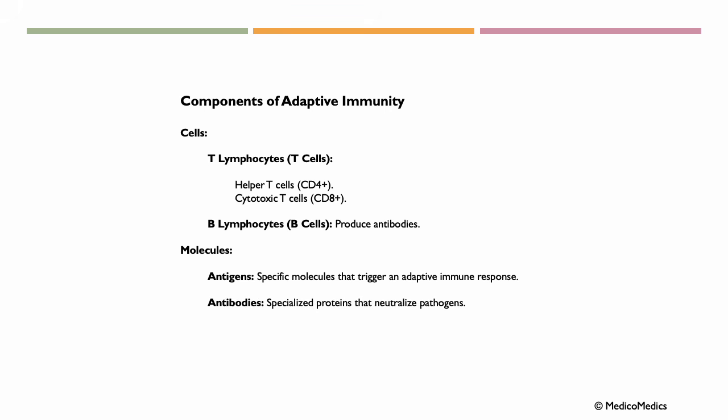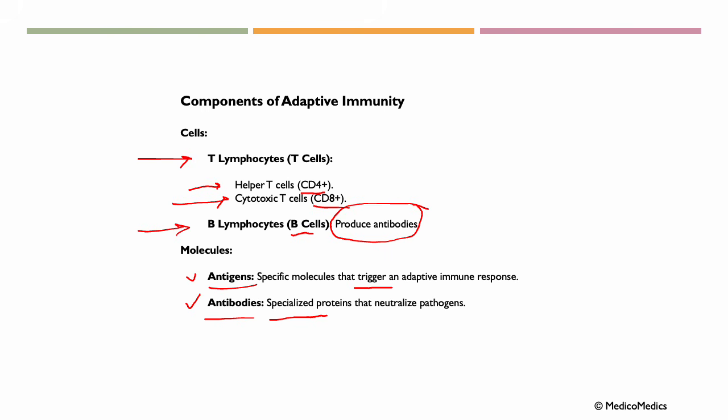Main components of the adaptive immune system is T lymphocytes. So we differentiate between helper T cells, CD4, and cytotoxic T cells, CD8. We have B lymphocytes, or B cells. These are important for producing antibodies. We have molecules like antigens and antibodies. So antigens are specific molecules that trigger an adaptive immune response. Antibodies are specialized proteins that neutralize pathogens.